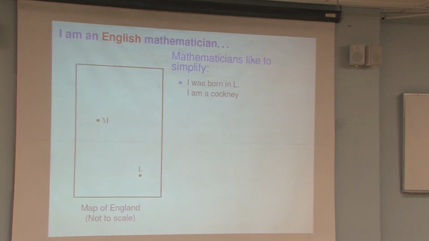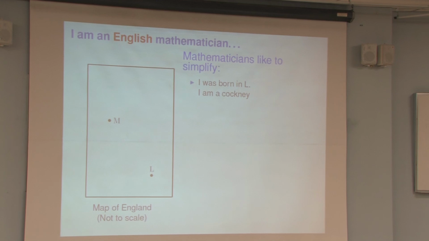And mathematicians like it because it's well defined. And the definition is you have to be born within the sound of Bow bells. Bow is a particular place in the east of London. There's a church there with bells. So if when you're born you could have heard the bells, then by definition you are a Cockney. Of course, the propagation of sound depends on atmospheric conditions, so it's not a very precise definition. But at least it's a definition.